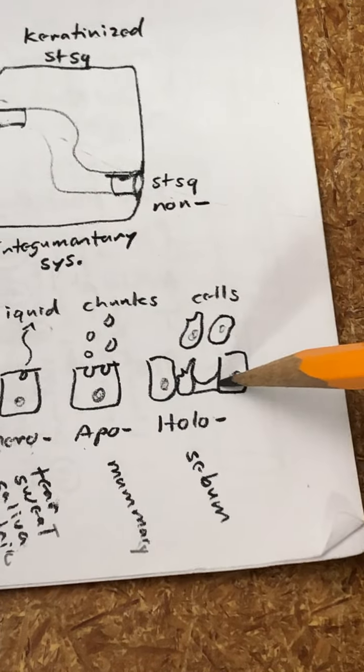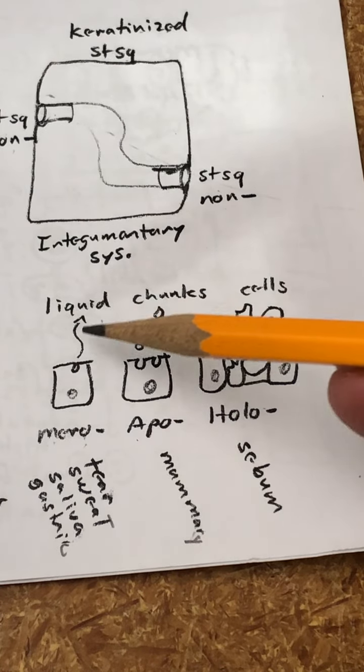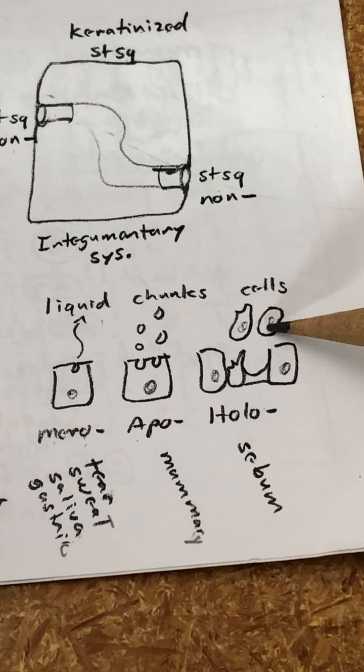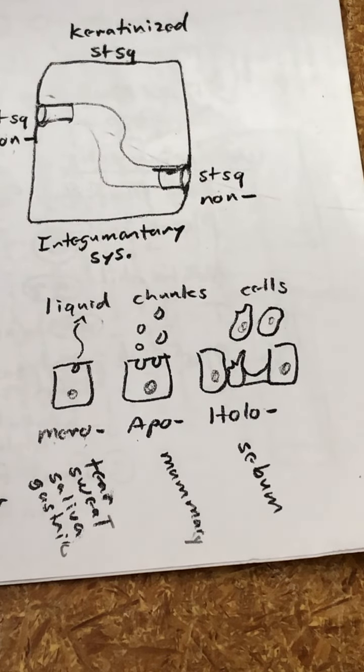And then finally, there's holocrine, total commitment right here, because holo refers to complete. And in holocrine secretions, cells are actually lost into the secretion. Not just liquid and chunks, but entire cells are part of the secretion. And sebum, or oil, is the best example of that.